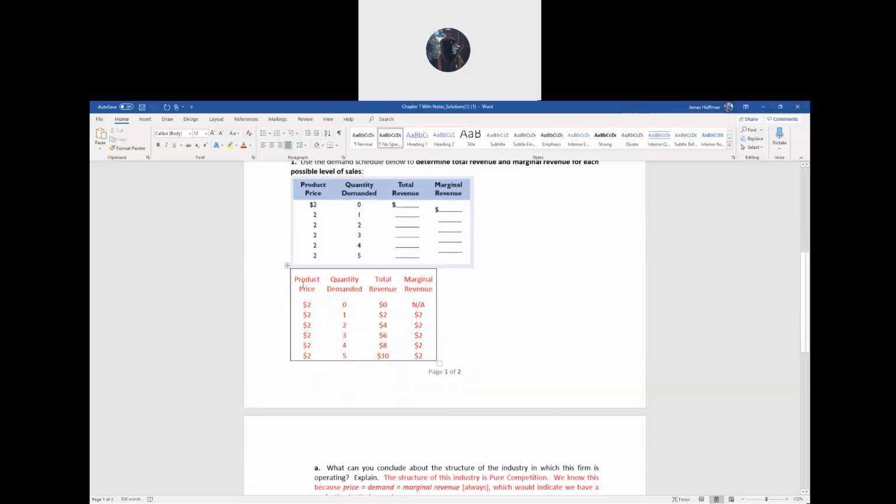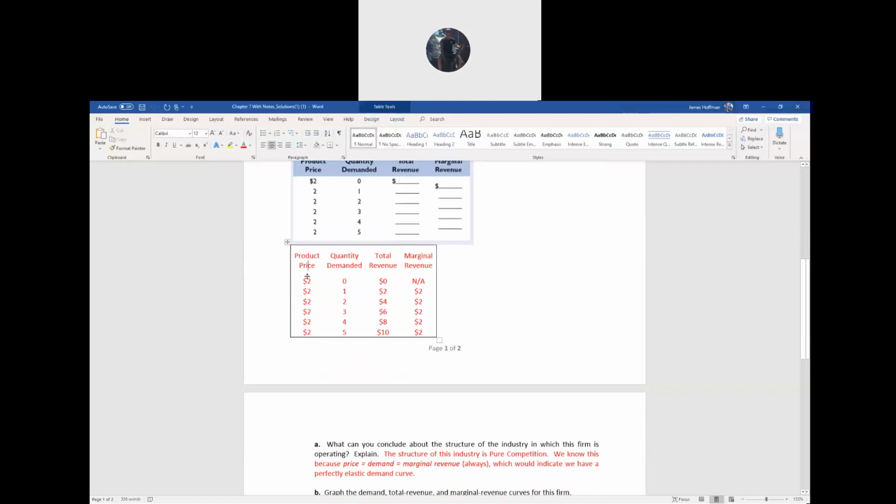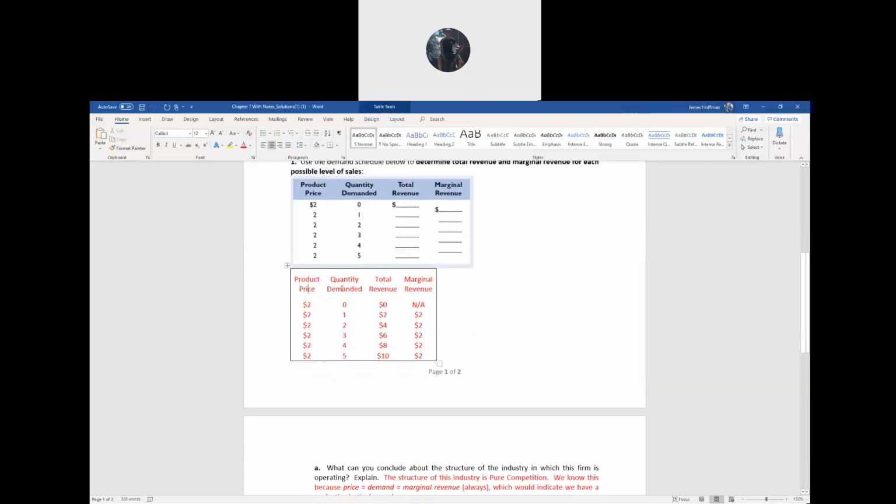So I put it down here. The price is always 2 for this good. Okay, the quantities are 1, 2, 3, 4, 5, and revenue is just price times quantity. So 2 times 0 is 0, 2 times 1 is 2, and so on. And you can see that each time we sell an additional unit, the change in revenue is always 2. So the marginal revenue for this firm is always 2.